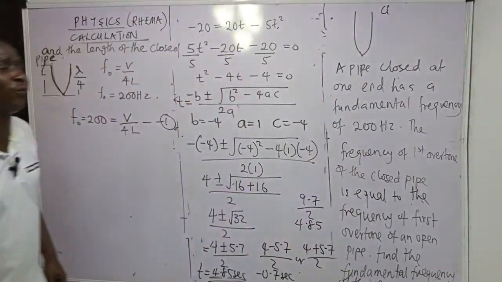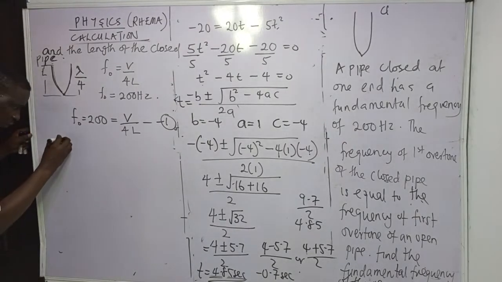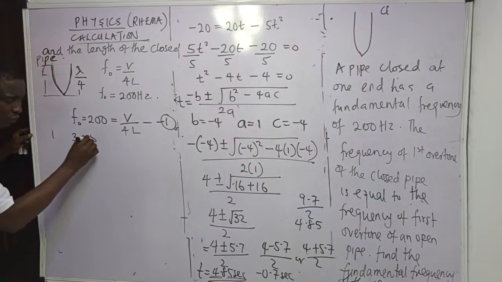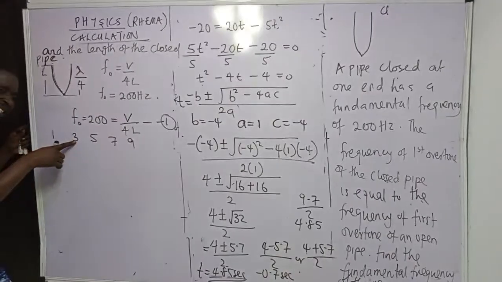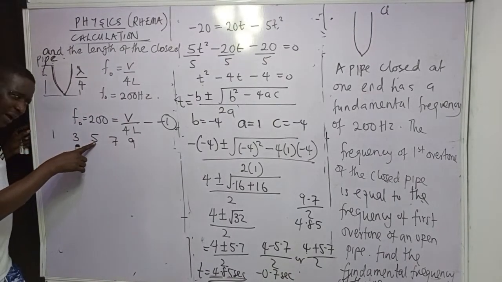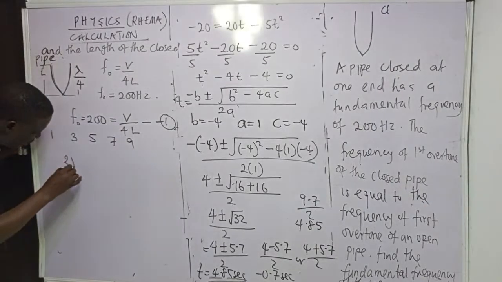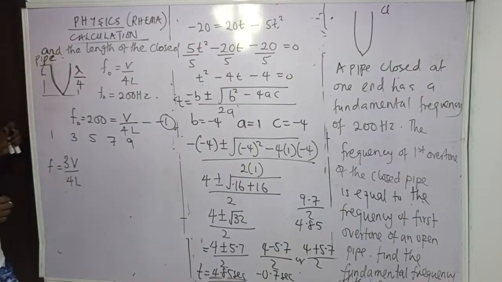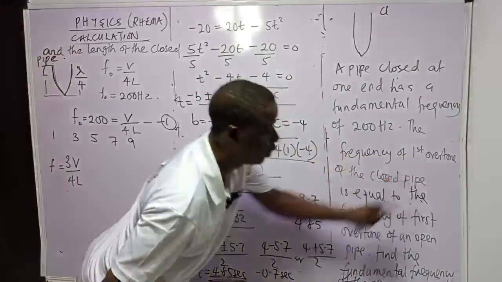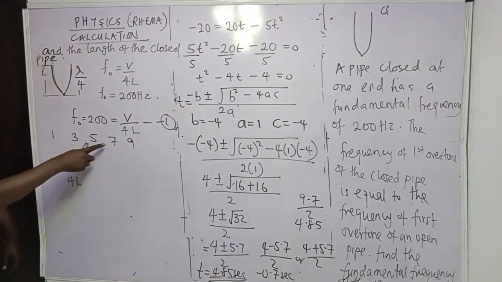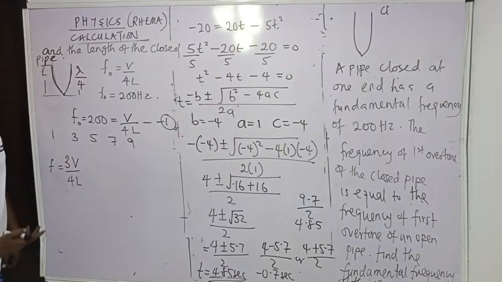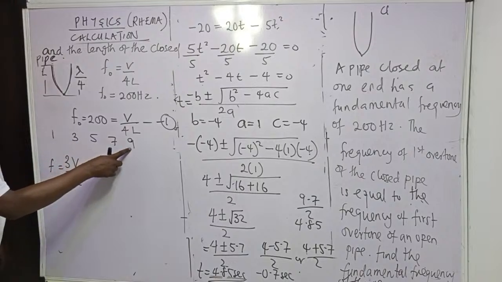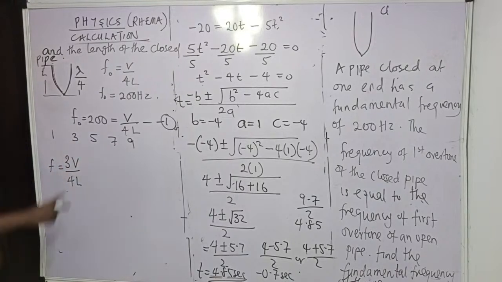Now, they say the first overtone of the closed pipe. What is the first overtone? First overtone is 3. I give you a shortcut now. First overtone is 3, second overtone is 5 for a closed pipe. So 3V over 4L is equal to the frequency of the first overtone. If I give you third overtone, it will be 7V over 4L for a closed pipe. Don't forget. The fourth overtone will be 1, 2, 3, 4, that is 9V over 4L. So the first overtone is this.